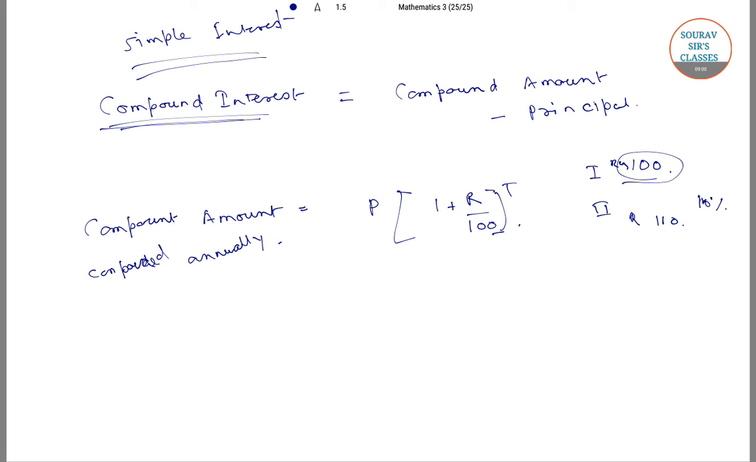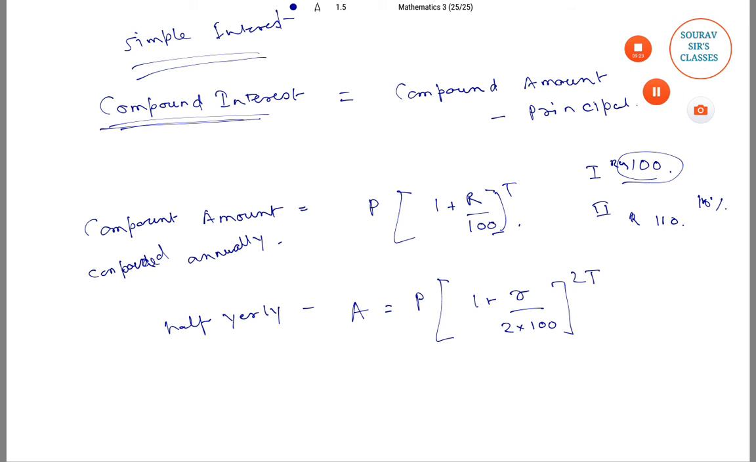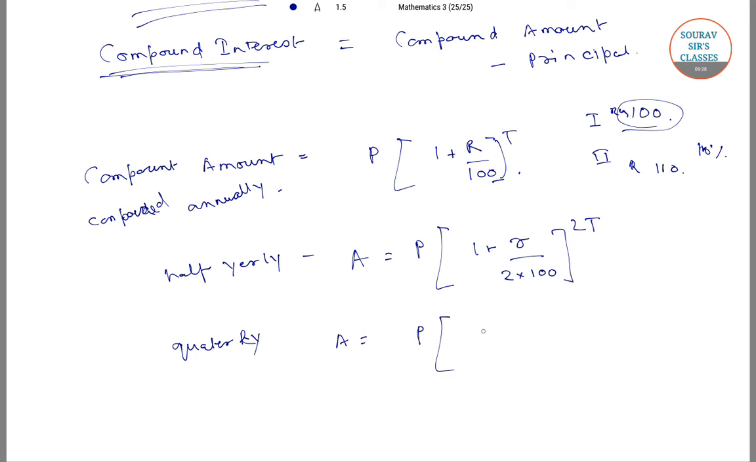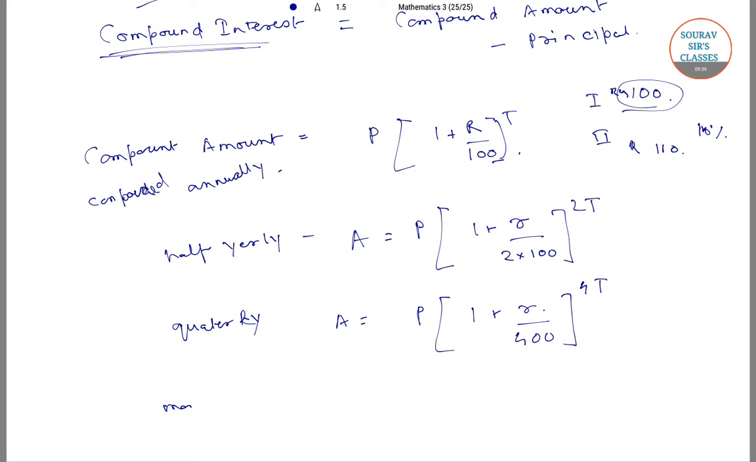If the interest is compounded half yearly, the compound amount would be equal to P into 1 plus R by 2 into 100 raised to the power 2t. When compounded quarterly, the amount would be equal to P into 1 plus R by 400 raised to the power 4t, and when compounded monthly, then amount would be equal to P into 1 plus R by 1200 raised to the power 12t.